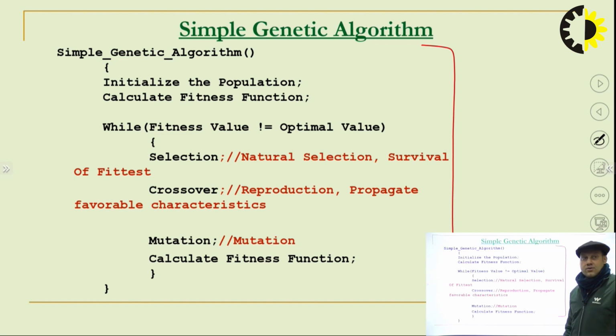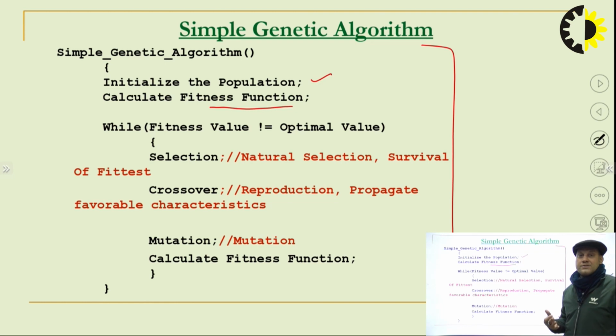Okay. So, the simple genetic algorithm. This is the name of our algorithm, the function that we call. Then we initialize the population for which we are generating a genetic algorithm. Then we calculate the fitness function.